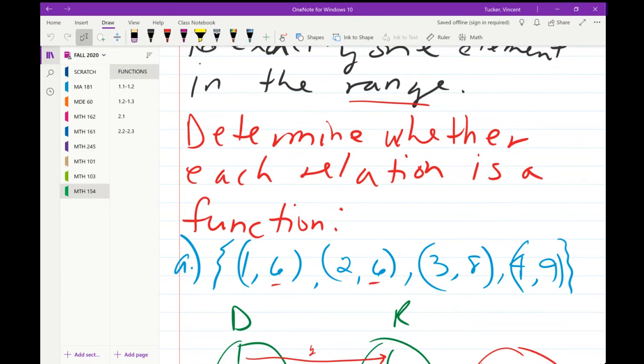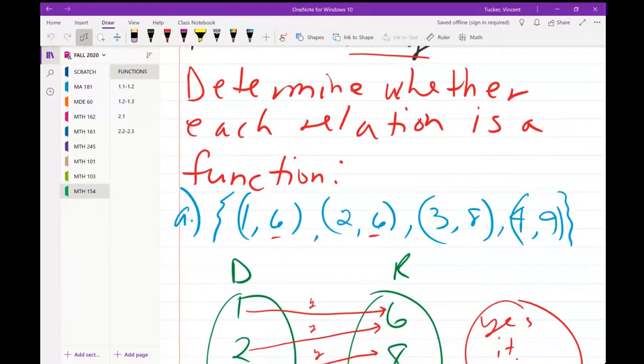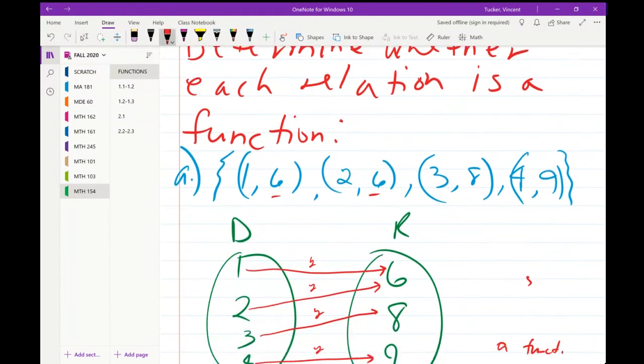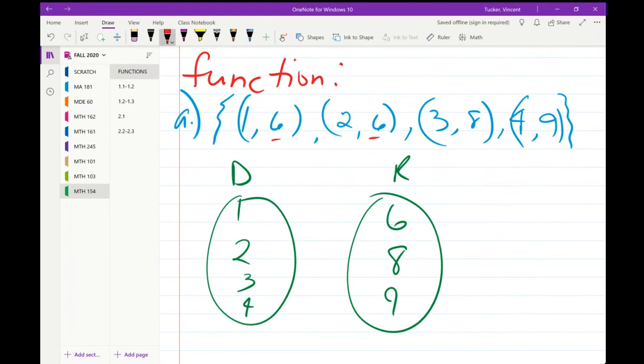All right, so here, determine whether each relation is a function. So we have (1, 6), (2, 6), (3, 8), and (4, 9). So what we can do is set up a simple mapping of which numbers in your domain go to which numbers in your range.